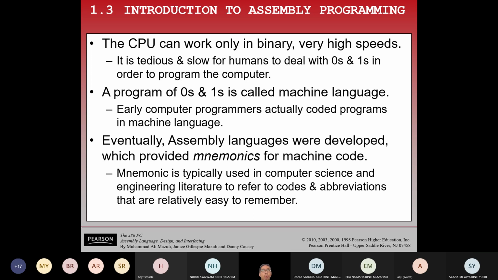Next we will look into how we perform some functions with these registers. The CPU can work only in binary at very high speed. It is tedious and slow for humans to deal with 0 and 1 in order to program the computer. If we used only 0 and 1, it would take a longer time and consume so much space.